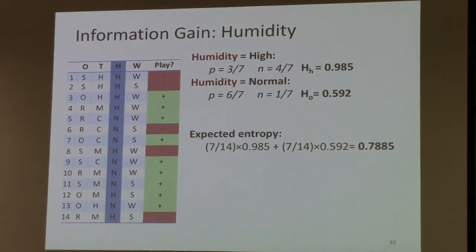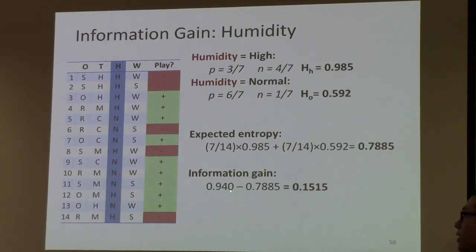And then we can calculate the expected entropy for these two data subsets. Because these two data subsets have the same size, both have 7 examples, their weights are the same, right? And then here's the expected entropy. And then we can calculate the information gain, which is calculated by subtracting the expected entropy from the entire data's entropy, which is 0.1515, right?